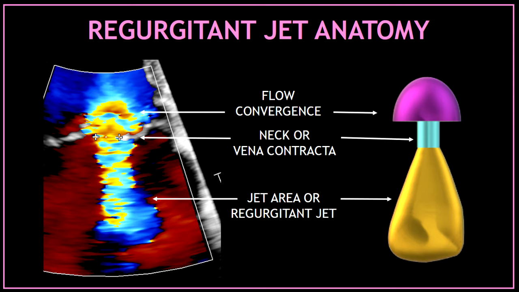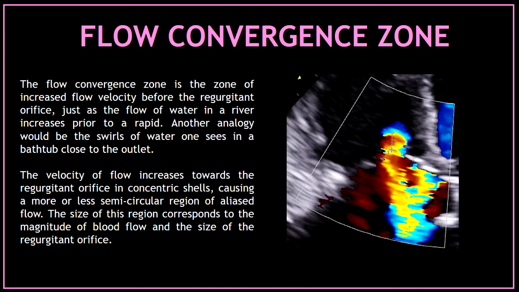The image on the left is a picture of a regurgitant jet, and we can clearly visualize all three segments. From top to bottom, we have first the flow convergence zone, second, the neck or vena contracta, and third, the jet area or regurgitant jet. The PISA method is a measurement based on the flow convergence zone. But what is the flow convergence zone?